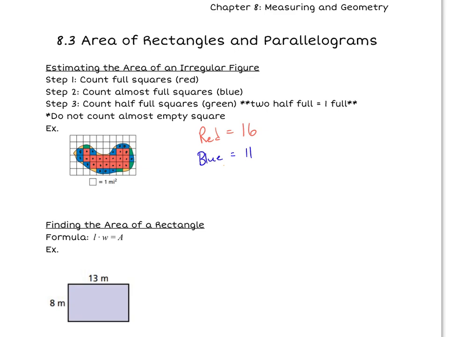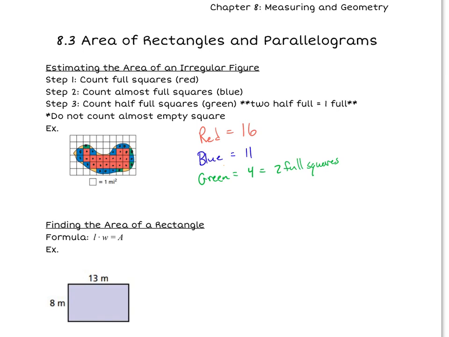And then the last one we're counting are the green squares. And we want to count those ones as halves. And obviously 2 halves equals 1 full. So remember that as you're counting those squares. So there's one here that's just about half, another one, 2, 3, and 4 of them. So if we have 4 halves, we have the green ones here, and we have 4 of those, which is the same as 2 full squares.